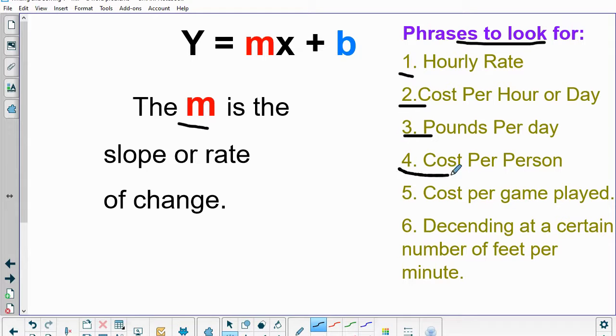The cost per person. Cost per game, like the cost per game of bowling, something like that. Or descending at a certain rate, or feet per minute, or ascending, or receding. Anything that would indicate that you're changing over time, or at a predictable time, like every hour or per minute, something of that nature. Those are the words you could look for to help you indicate that you're going to be talking about the slope.